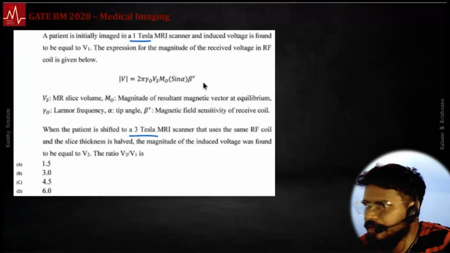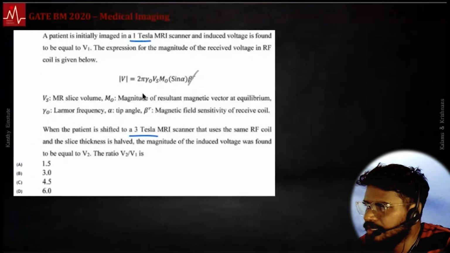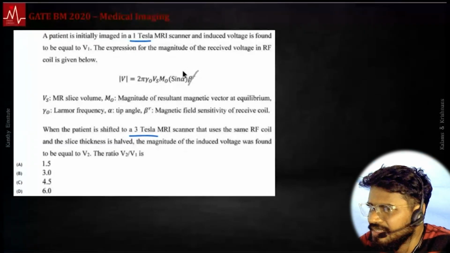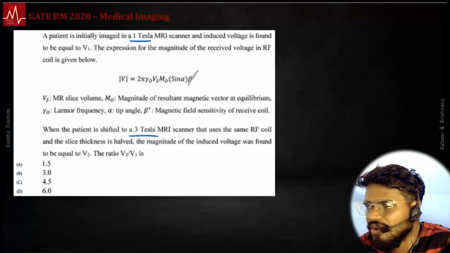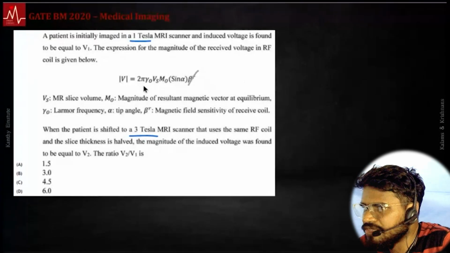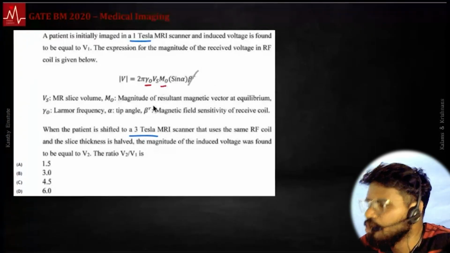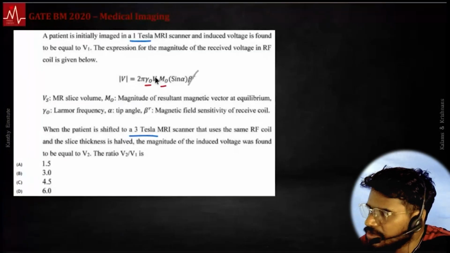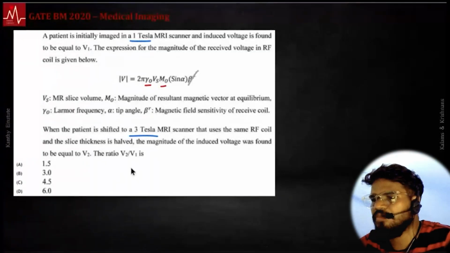This factor is immaterial. Slice thickness is halved. Suppose even sine alpha doesn't change. By changing the machine, you are not changing the alpha. What will change is, of course, the precession frequency will change, and M naught will change. Both are proportional to B naught, the magnetic field strength. Vs is also halved. What is the ratio of V2 by V1?